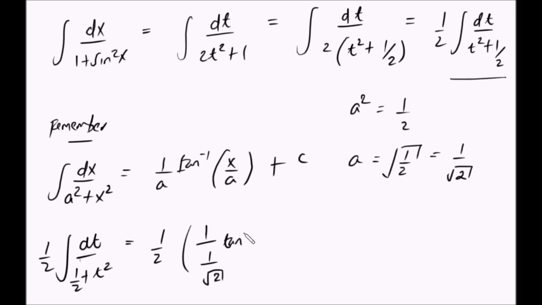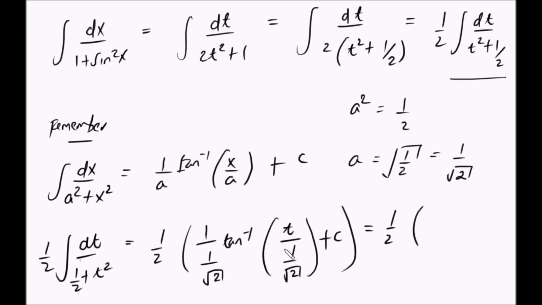So tuweke nje. So humu ndani sasa tunapata 1 over a yetu ni huyu 1 over the square root of 2 tan inverse, so tuna t over a, I mean kwenye x tumeweka t, kwa hiyo a yetu ni huyu plus c. So hii ni sasa na nini? Hii ni sasa na 1 over 2, so 1 over 1, hii 1 over radical 2 ni sasa tuna radical 2 tan inverse, na hapa pia tutakuwa tuna nini? T radical 2, so plus c, that one. So let me start a fresh page.